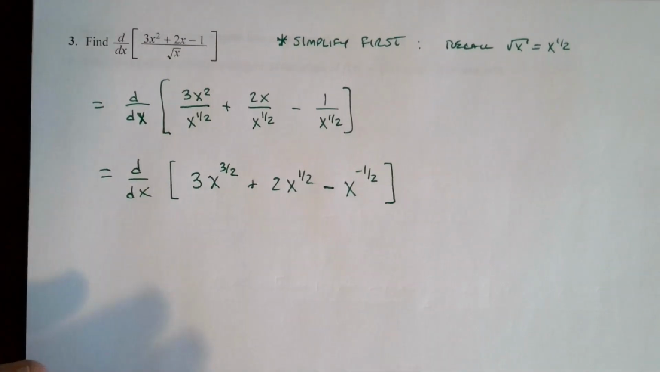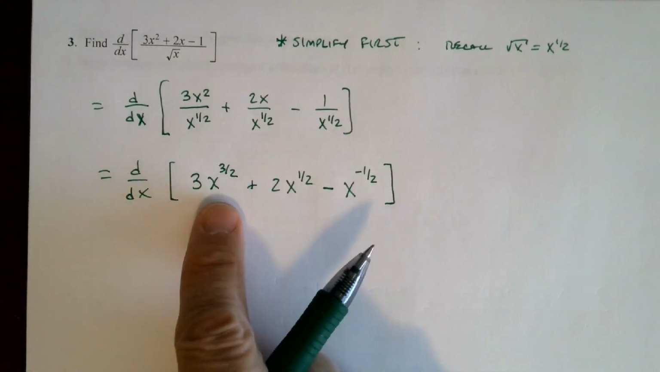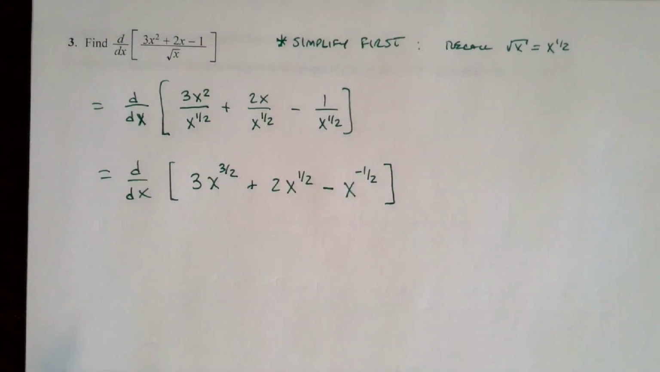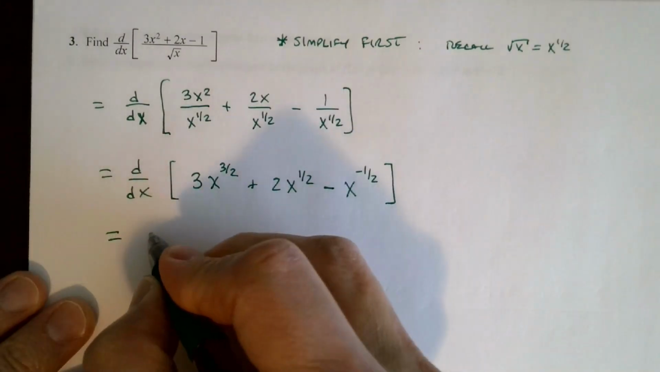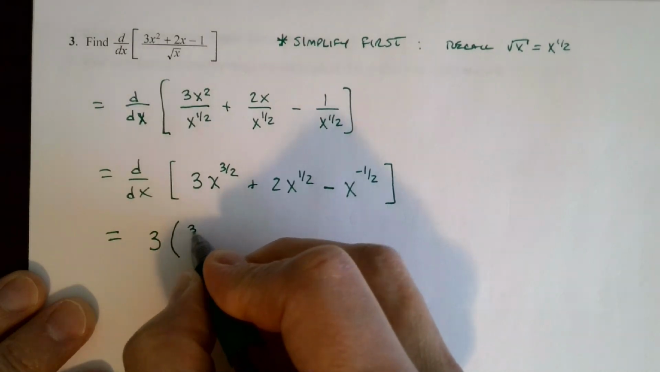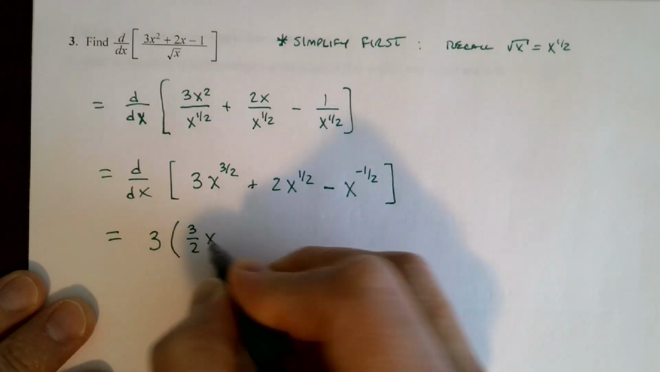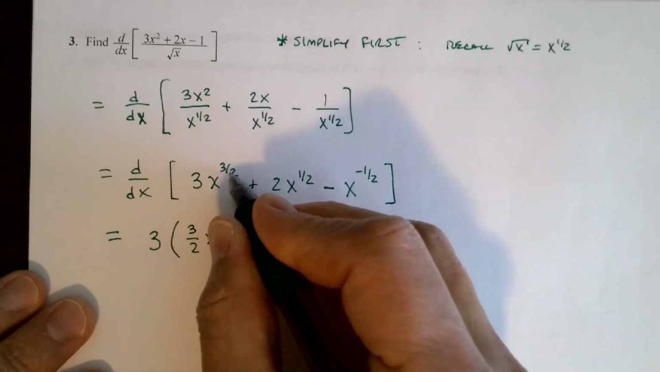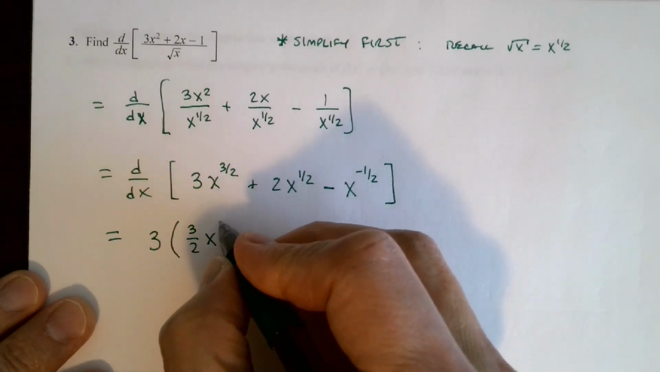Not too bad, but now what do I have? I don't have any quotient rule. I don't have any product rule. I just have the sum and difference rule, constant multiple rule, and power rule. That's all I have. And so we can take the derivative. The 3 is a constant multiple. What's the derivative of x to the 3/2? Power rule. Bring the 3/2 down. Subtract 1 from 3/2. 3/2 minus 2/2 is 1/2.